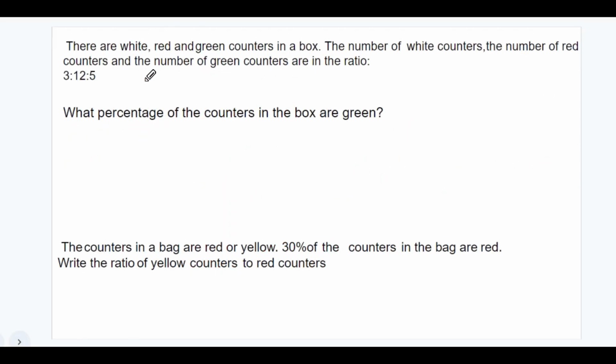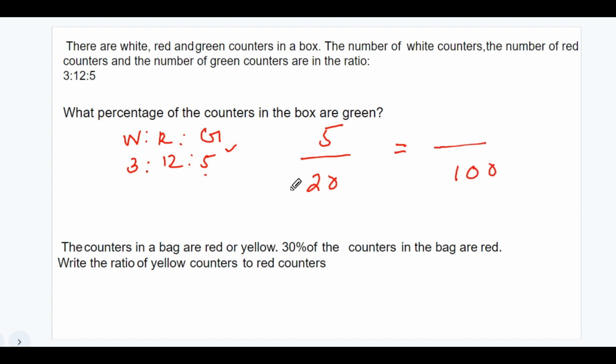Now look at this question. White, red and green counters are there and we are given their ratio, 3 to 12 to 5. What percent of the counters in the box are green? So green counters are 5 out of 12 plus 3 equals 15, plus 5 is 20. So this is the fraction of green counters. You need to change it into a percentage. For that, 20 times 5 gives you 100, and the same thing you have to do in the top. It means 25% are the green counters.